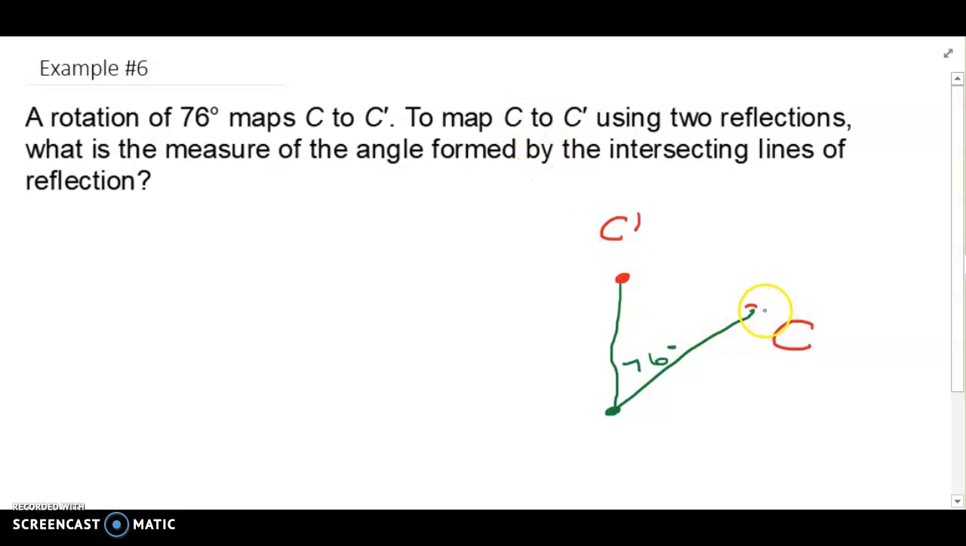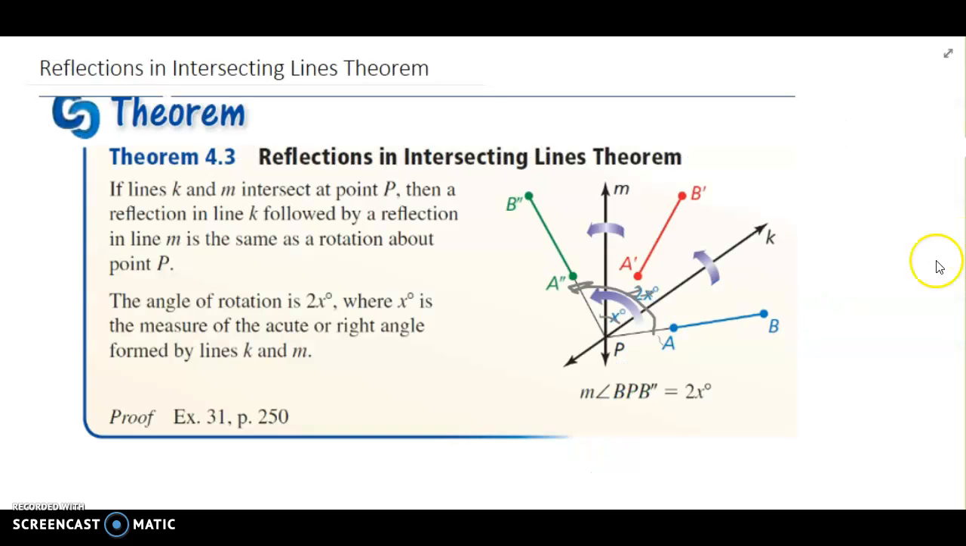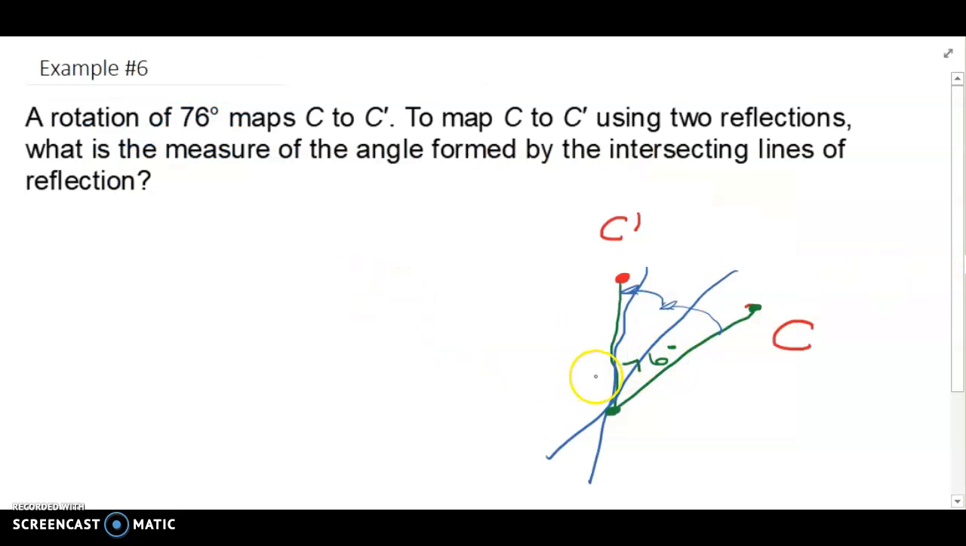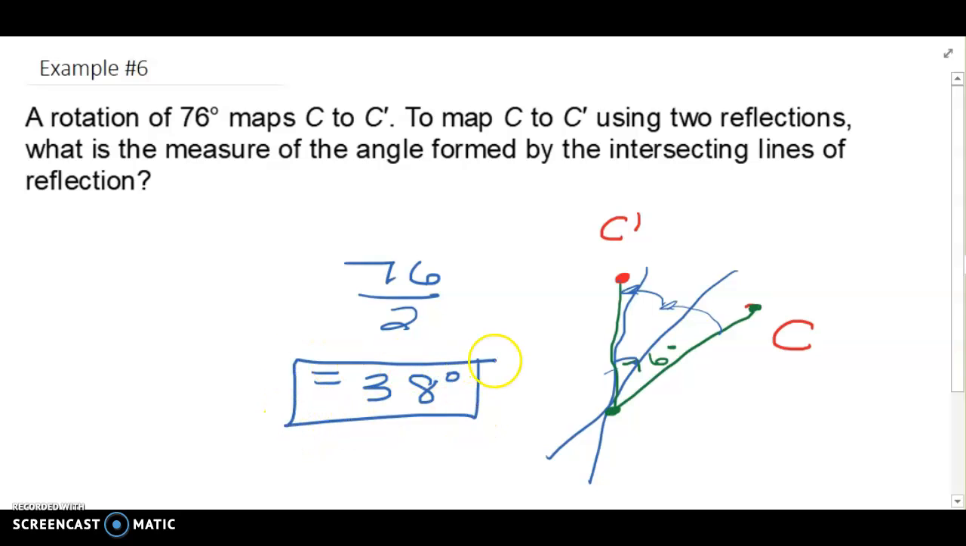So this is asking me to map C to C prime using two reflections. What is the measure of the angle formed by the intersecting lines? So we're going to reflect it over here, and then we're going to reflect it over here to get C prime. So here to here, here to here, that's how we do it. So if we go back to this theorem here, the full rotation is double the measure of the angle in between. So if this is 76, the angle in between would be 76 divided by 2, which is 38 degrees. And that would be your final answer.